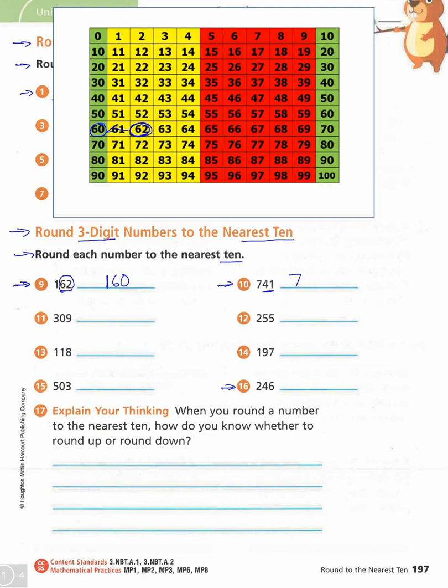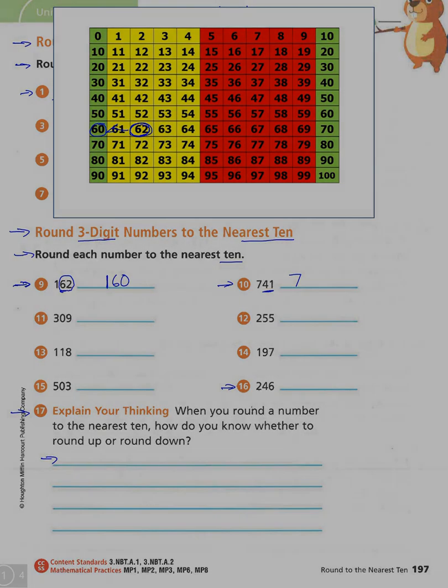Okay, so now we are right here, we're going to look at number 17, and it says to explain your thinking. And the directions say, when you round a number to the nearest 10, how do you know whether to round up or down? How do you know? So use what you know, use what we've done, and see if you can explain to me here, how do you know whether you're going to round up or down? And then, go ahead, pause the video, do that, and then when you're ready to go, we'll go on.